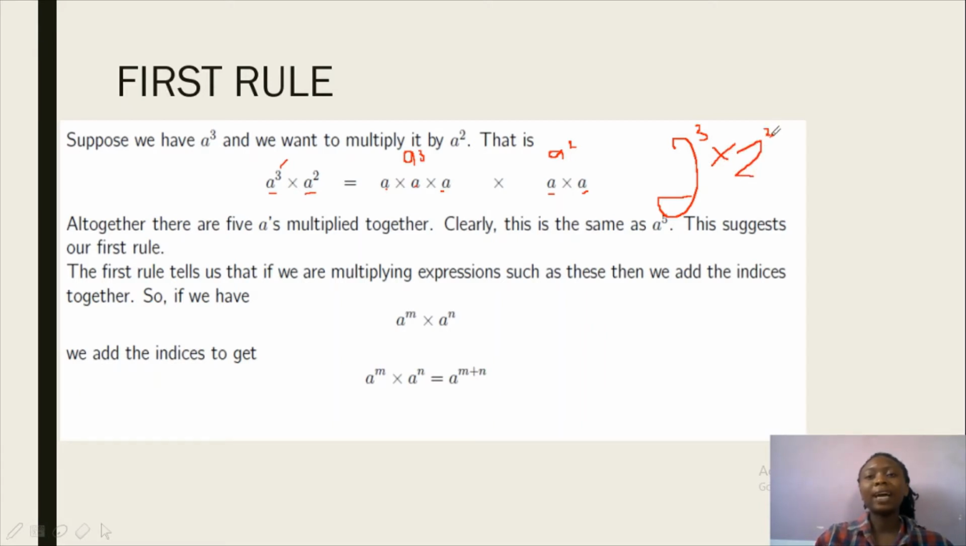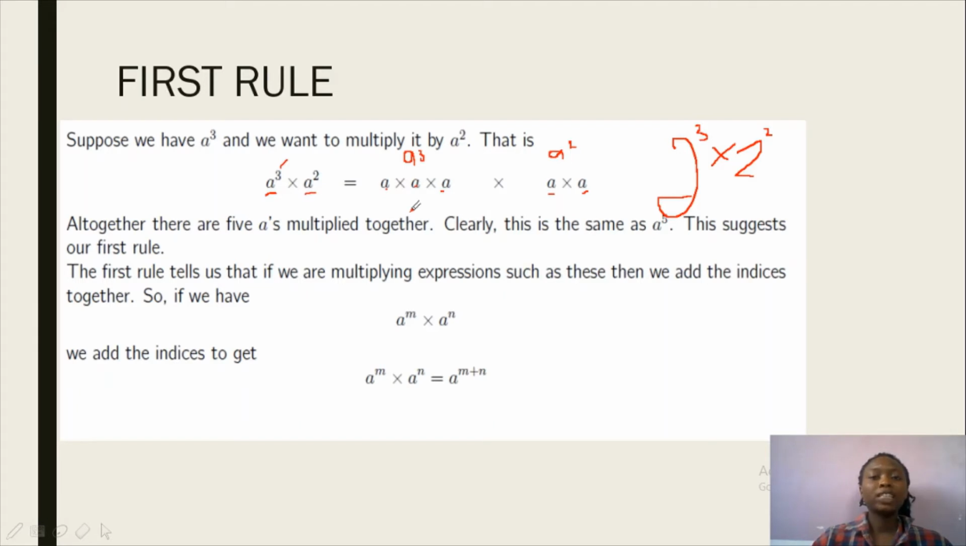I repeat, these rules apply only to cases where the bases are the same. Unless this is a and this is a, that is the only way this rule can be applied. But if it's a raised to the power 3 times b raised to the power 2, the rule can't be applied. We'll just leave the answer like that.